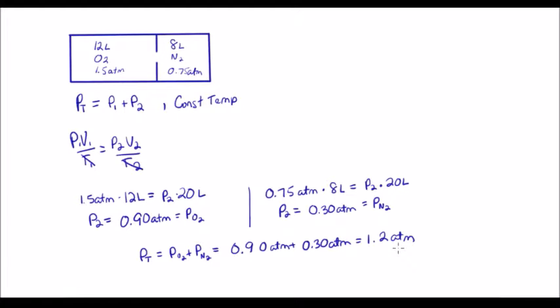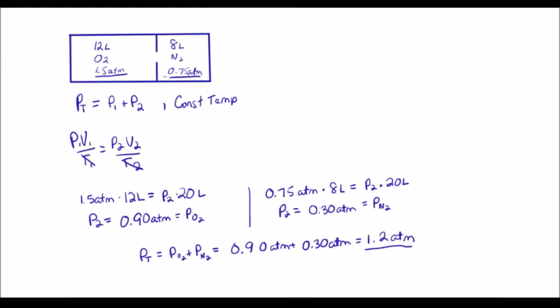Now, once you do this, let's do kind of a common sense check. So you had 1.5 atmospheres on this side. You had 0.75 atmospheres on this side. So if you think about it logically, if you opened up the two containers and mixed these two, you would expect the new pressure to be somewhere in between the two of these. So 1.2 atmospheres does seem like it's a reasonable answer based on the original pressures that you started with.